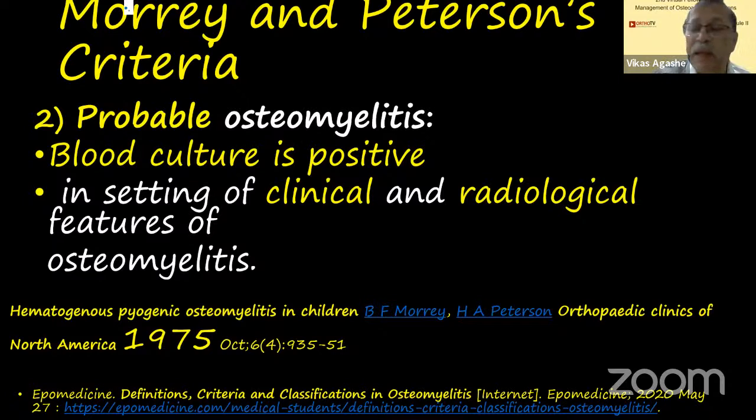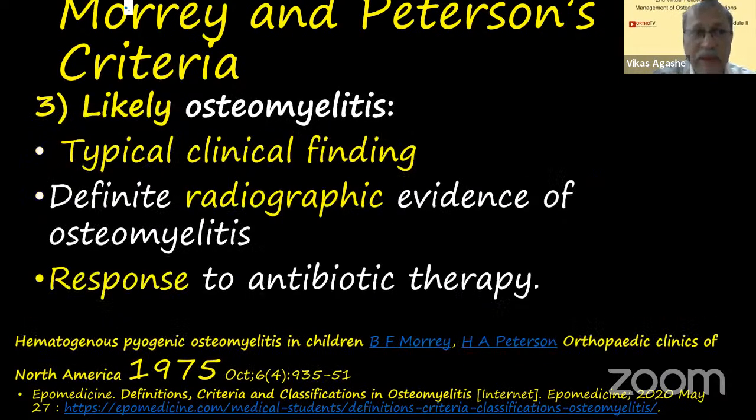Probable osteomyelitis is when blood culture is positive in a setting of clinical and radiological features of osteomyelitis. That means clinically and radiologically it is osteomyelitis, and blood culture is positive. And lastly, likely osteomyelitis is with typical clinical findings with definite radiological evidence of osteomyelitis, and the patient responds to antibiotic therapy. That means only after the patient has responded to antibiotic therapy would you consider it a case of osteomyelitis. So in the first case we had isolated Staphylococcus aureus, and therefore it is a case of definitive osteomyelitis.